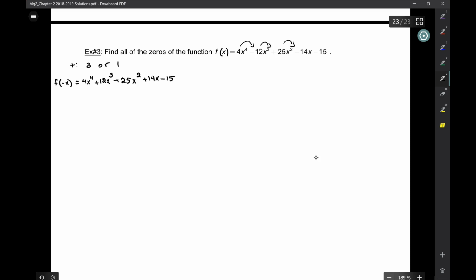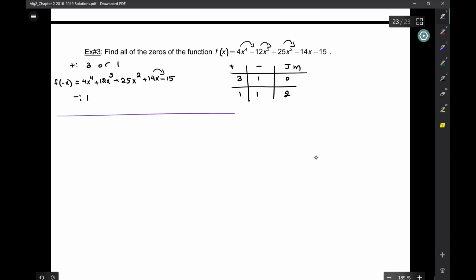Correct. So that only changes once, right? So if I do plus minus imaginary, I have 3, 1, 1, 1, 0, and 2. All right? Okay, now P over Q.